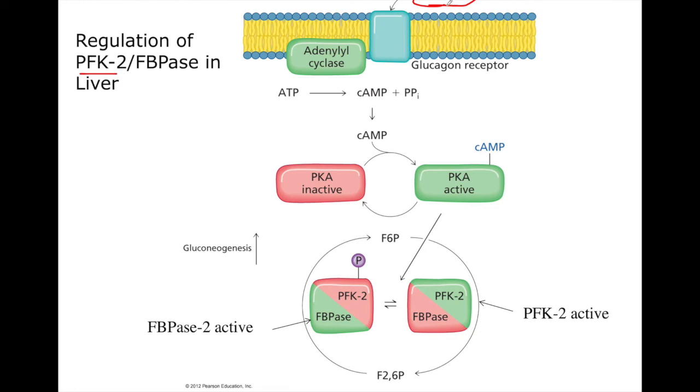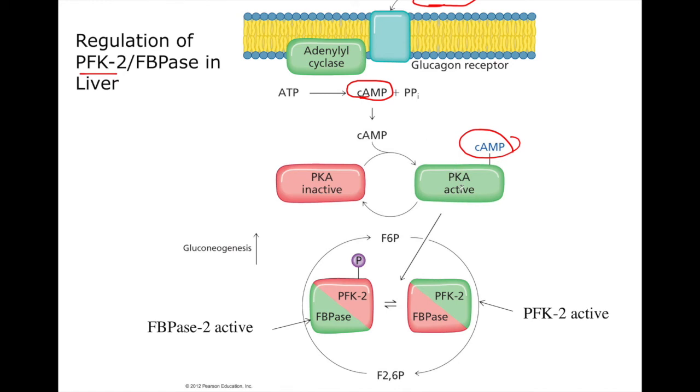So glucagon, secreted by the pancreas, binds to a receptor, and that receptor activates an enzyme called adenylyl or adenylate cyclase. Adenylate cyclase takes ATP and produces the second messenger, cyclic AMP. Cyclic AMP is a very potent second messenger, and it binds to a kinase called protein kinase A, or PKA. Here you can see cyclic AMP binding PKA and activating it. So glucagon activates adenylate cyclase, which produces the second messenger, cyclic AMP.